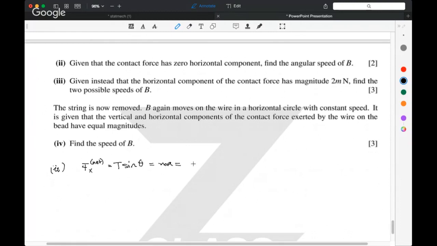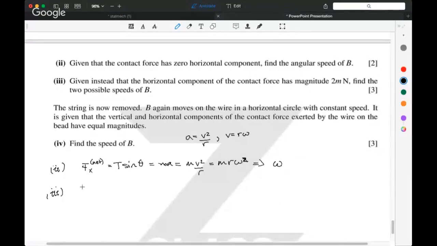And for circular motion, we use the fact that a is equal to v squared over r. So this is mv squared over r. And then we use the fact that v is equal to r omega. So this is equal to mr omega squared. Well, we've got T, we've got theta, we've got r, we've got m, so this gives us omega. Now, the third question is pretty much the same. It's exactly the same thing, in fact.